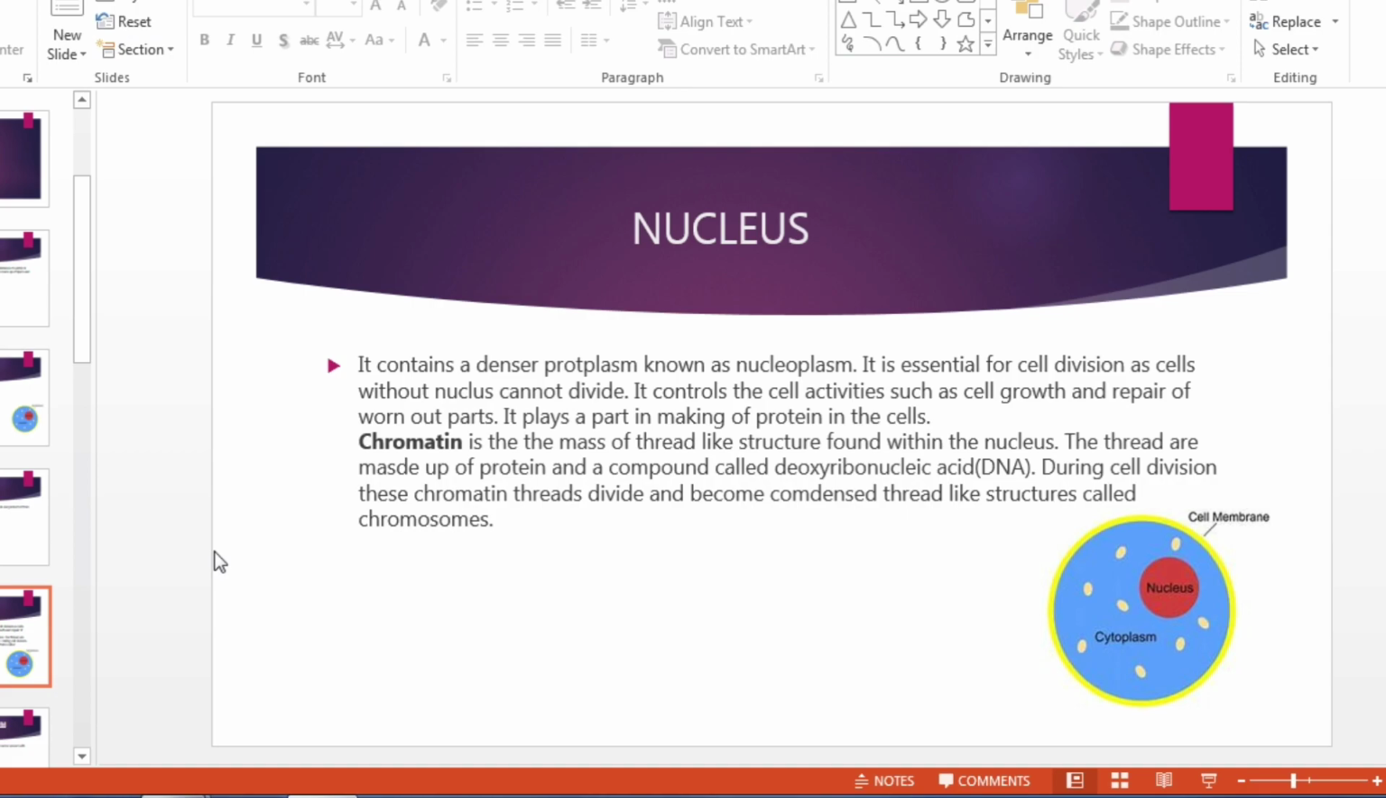The thing inside the nucleus that helps to divide the cells is called chromatin. The chromatin condenses to become chromosomes. Chromatin is the mass of thread-like structure found within the nucleus. Those thread-like structures are basically made up of protein and a compound called deoxyribonucleic acid, more commonly known as DNA. During cell division, these chromatin threads divide and become condensed thread-like structures called chromosomes.